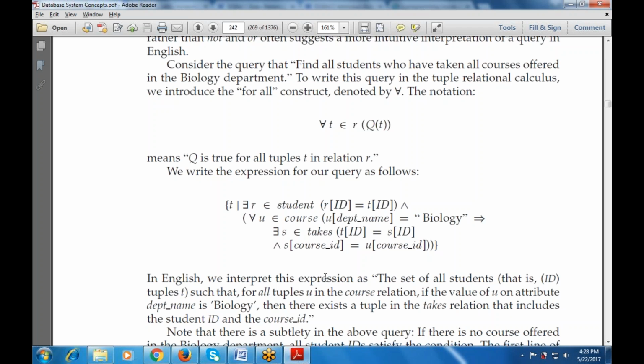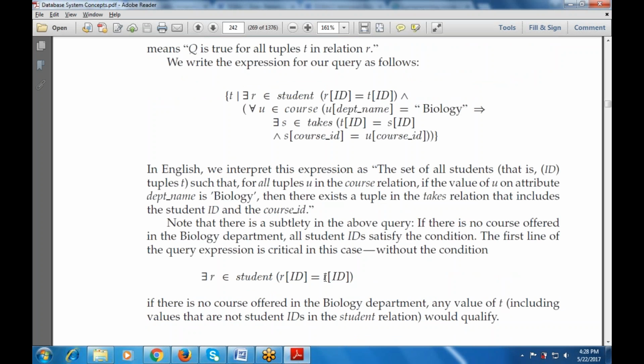Note that there is a subtlety in the above query. If there is no course offered in the biology department, all student IDs satisfy the condition. The first line of the query is critical in this case, because there exists an R in student such that R ID equals T ID. Without this condition, if there is no course offered in the biology department, any value of T, including values that are not student IDs in the student relation, would qualify.